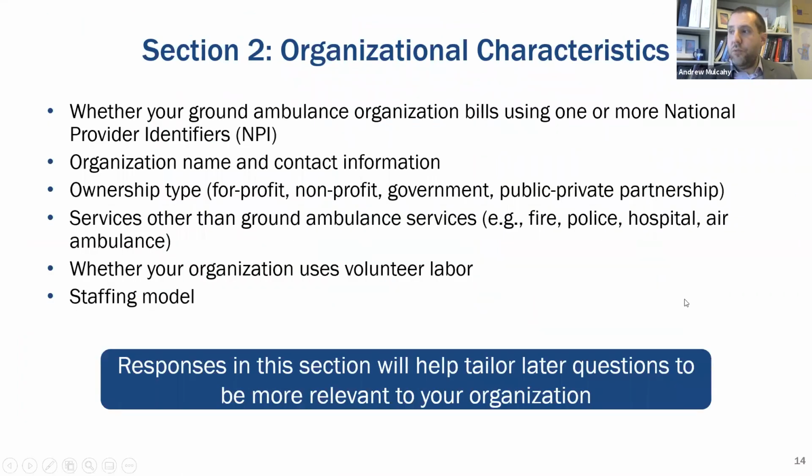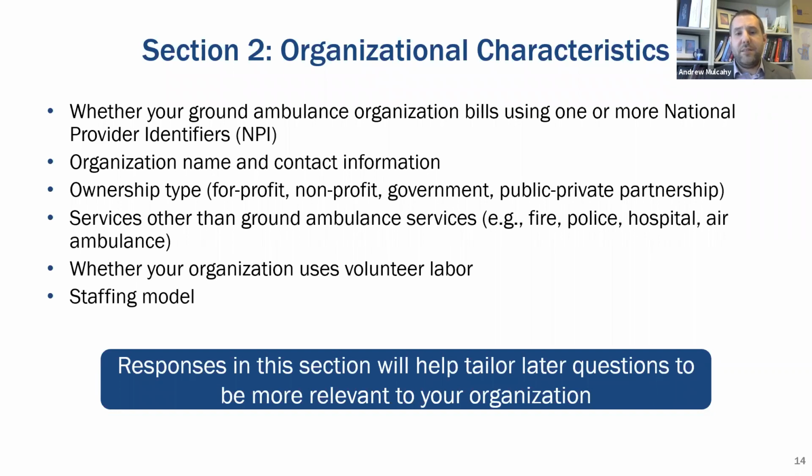So as I mentioned, section 2 focuses on organizational characteristics. And these are a lot of screening questions that determine what you see next. There are questions for whether your organization bills Medicare, other multiple national provider identifiers or NPIs. Questions about your ownership type: are you for-profit, nonprofit, government? Some really important questions about whether you're fire department based, police, or other public safety department based.